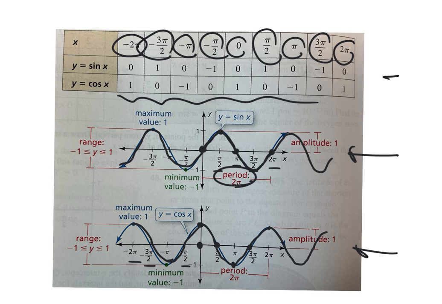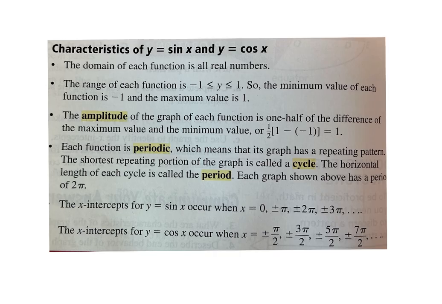That's what they're going to look like the next couple of days. Some characteristics. Domain is all real numbers. They go left and right forever. They never stop. They just keep on going. The range is going to be between negative 1 and positive 1. If you remember that graph over there, the biggest thing it went to was 1 and negative 1.